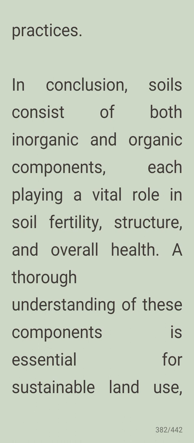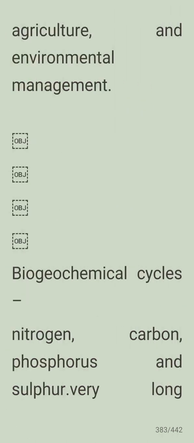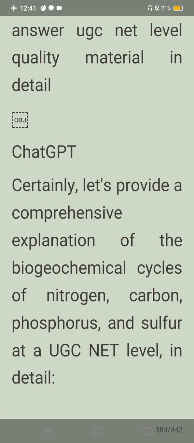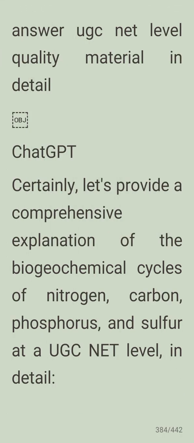And in conclusion, soils consist of both inorganic and organic components, each playing a vital role in soil fertility, structure, and overall health. A thorough understanding of these components is essential for sustainable land use, agriculture, and environmental management. The next, biogeochemical cycles: nitrogen, carbon, phosphorus, and sulfur cycles. So we'll be shortly discussing all this, not in detail explanation, just a surface level explanation.